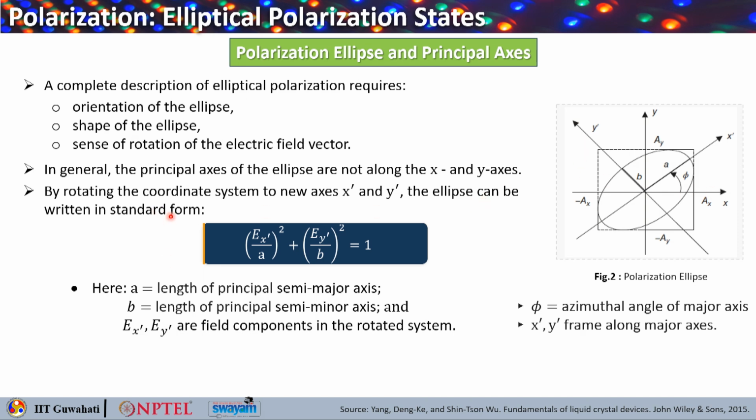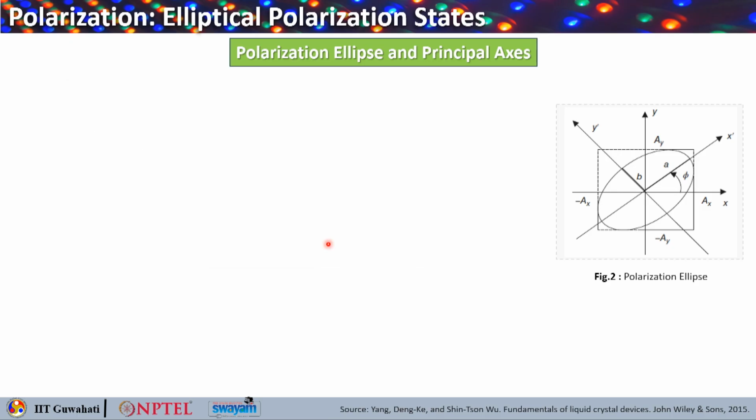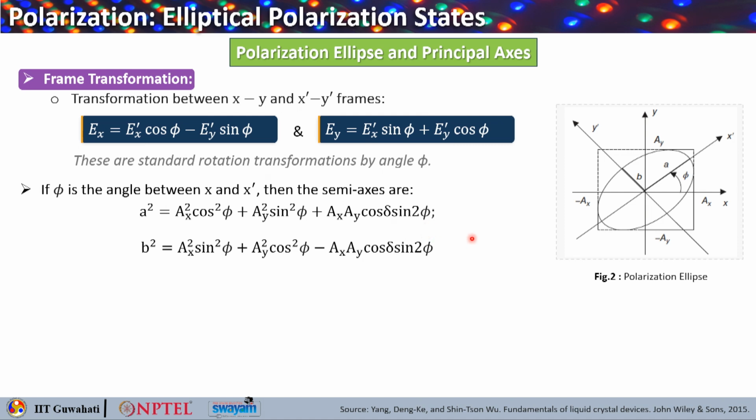In that case, you can write the equation of the ellipse in its standard form, that is (Ex prime by a) whole square plus (Ey prime by b) whole square will be equal to 1. Here a is the length of the principal semi-major axis, b is the length of the principal semi-minor axis, and Ex prime and Ey prime are basically the field components in the rotated system. Now, you are basically doing the frame transformation, transforming between the xy and x prime y prime frames.